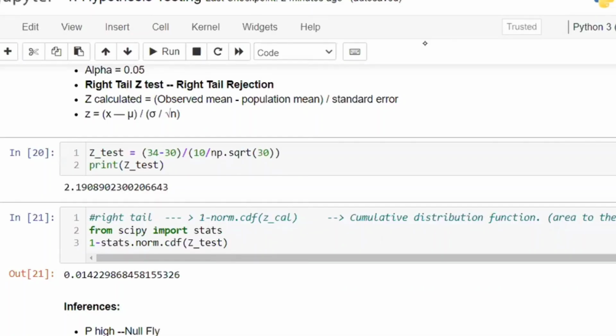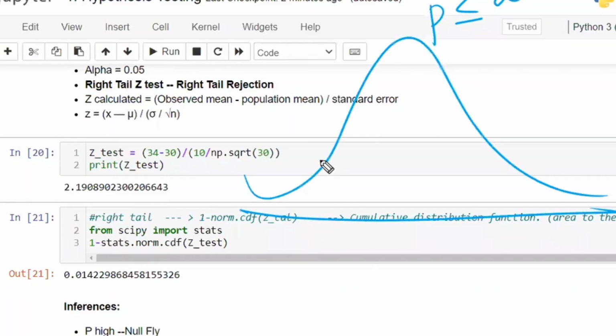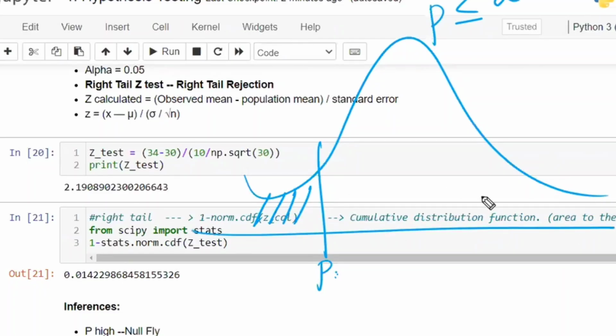Next, one more question was asked by a student: can you explain p high null fly and p low null go? What p value are you going to get? If the p value is less than alpha, you are going to reject. If it is falling in the rejection region, you are going to reject. If it is falling in the acceptance region, you are going to accept. This is called the rejection area. This is called the acceptance area.